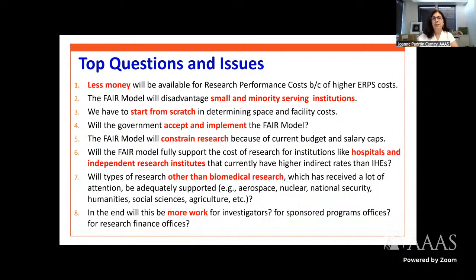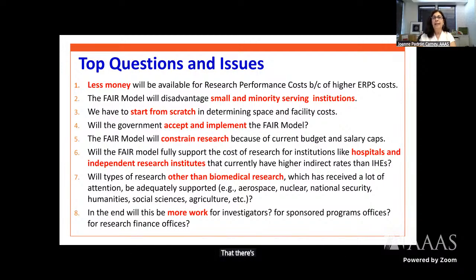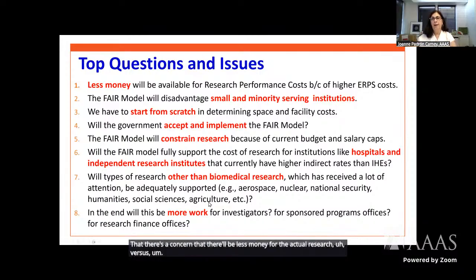So for the first question, in terms of less money being available for research, I've seen that also in other cases, that there's a concern that there'll be less money for the actual research versus other costs.